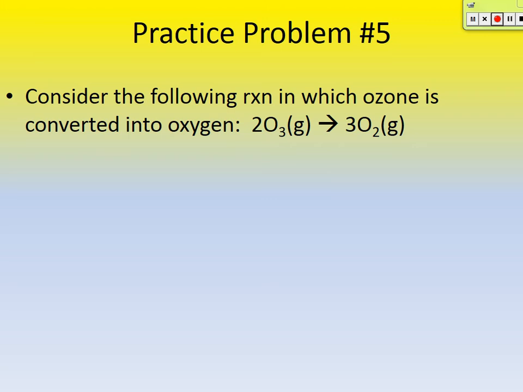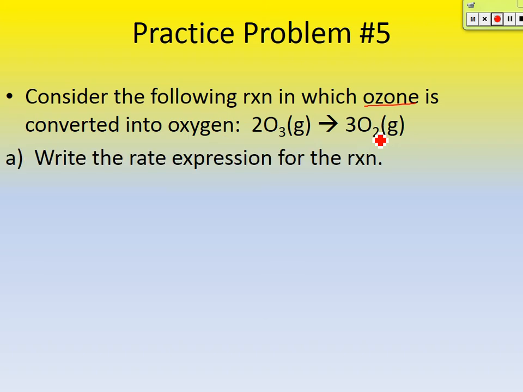It says to consider the following reaction in which ozone, guys, is O3, is converted into oxygen, which is O2. This one has a couple parts. On part A, it says to write the rate expression for this reaction. So I'm going to hit pause right now. If you're watching the video, go ahead and write the rate expression for this chemical reaction. Once you have the answer, then go ahead and hit play and see if you got it right.